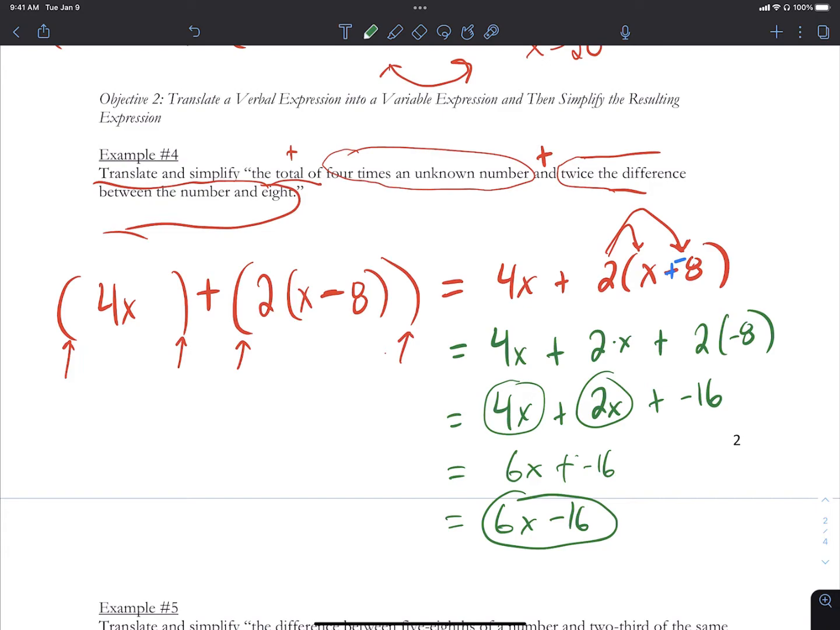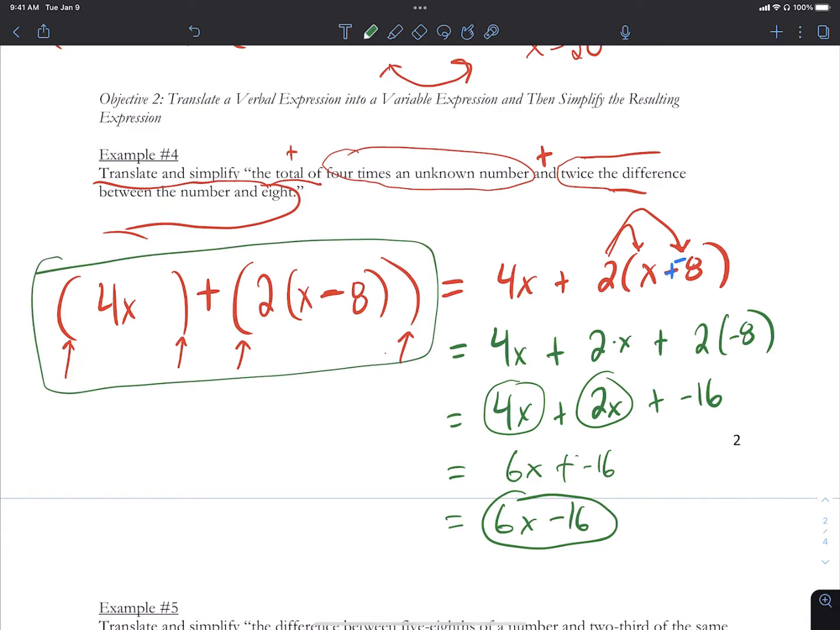So we're translating and then simplifying. This part is what we got first of all for translating, and then we simplified it down to get 6x minus 16. So we're practicing a couple of skills here.